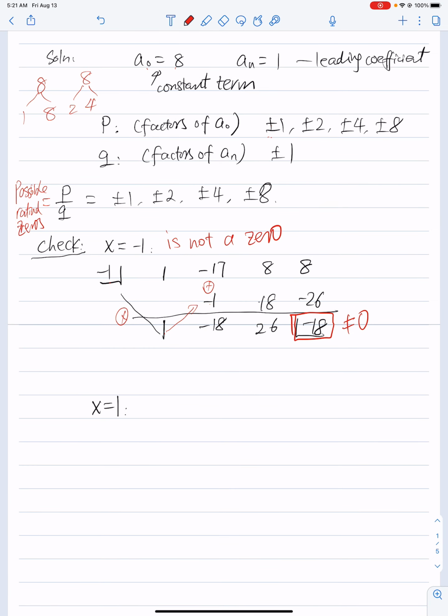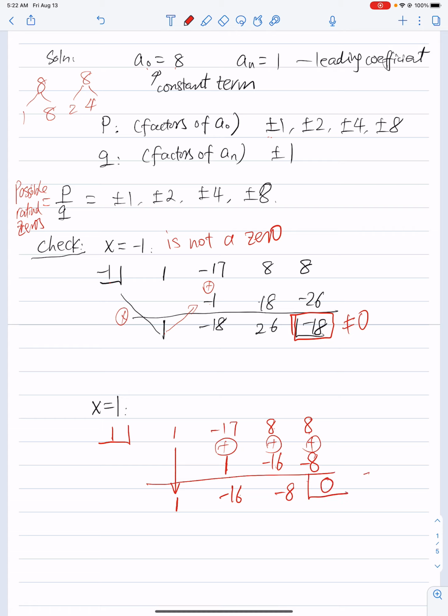Okay, so x equal to 1 again. So I will do 1 with you. Maybe 1, negative 17, 8, 8. Okay, so for the first one, what will you do? You put it back, yeah? 1 here, yeah? So what do you multiply? And then you add here, negative 16. Negative 16 times 1, you have what? Negative 16. You add, negative 8. 1 times negative 8, you have negative 8. You add here, what do you have? 0. Wow, so the remainder is 0.